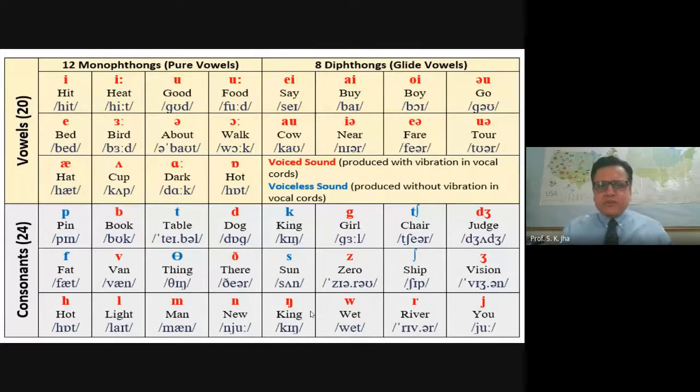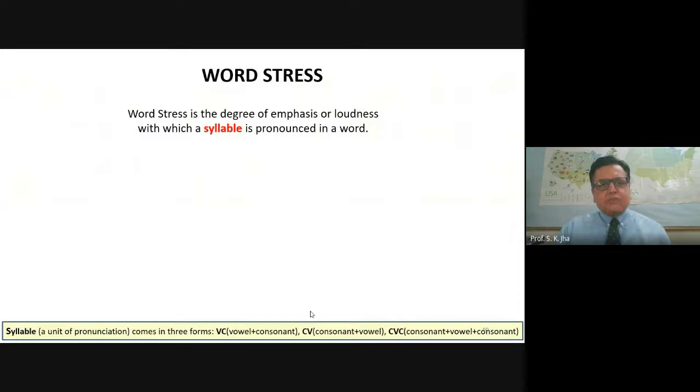And I have also given you some distinction. I have already told you the distinction between voiced and voiceless sounds. But let me tell you very quickly that all the vowel sounds are by default voiced sounds. And I have highlighted these sounds in red. They are voiced sounds. The remaining are voiceless sounds. Well, with that, I'll move to the very interesting part of your SDP, that is word stress.